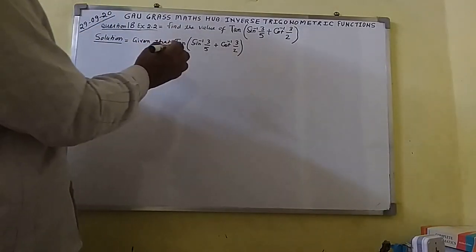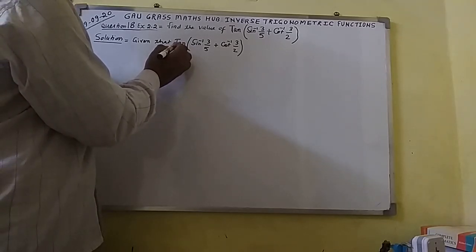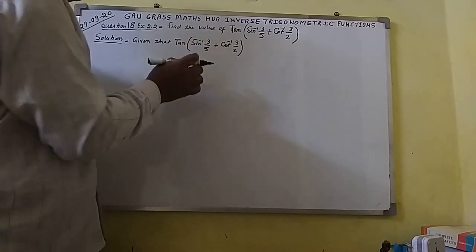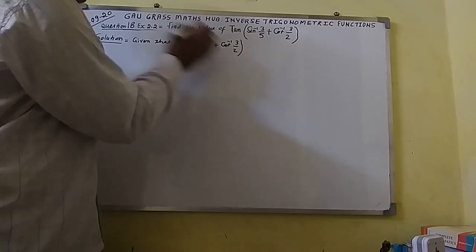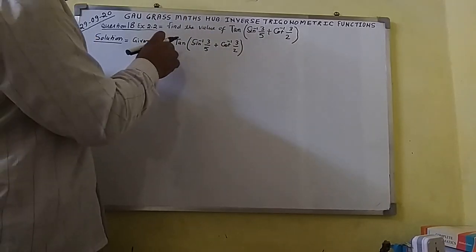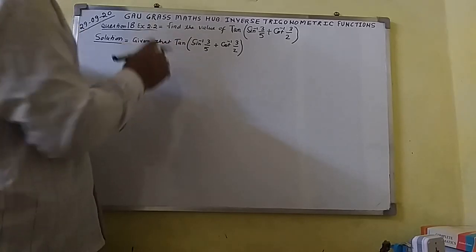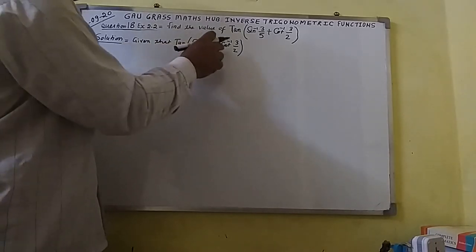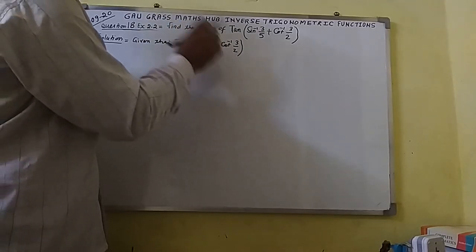Now here you can see tan is there in the main function. Inside the bracket, terms given are sin inverse and cot inverse, whereas tan is there in the main function. So here sin inverse and cot inverse will also be changed in terms of tan inverse.